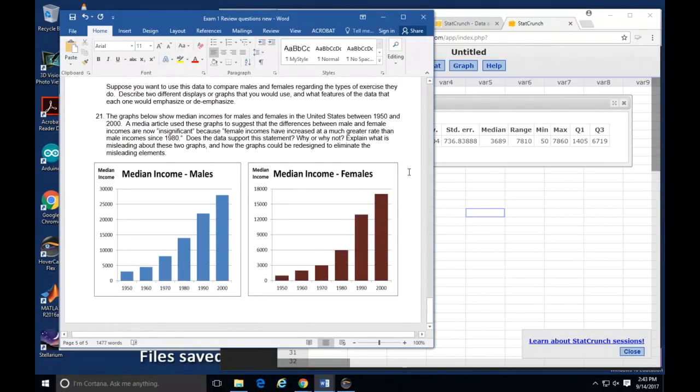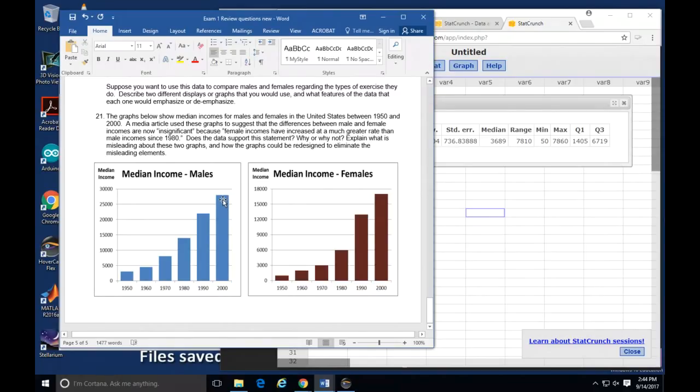Looking at these two graphs, we want to see if there's anything that might be misleading about these two. One thing that you can see if you look closely is that the vertical scales are different. The way this looks, it makes it look like the incomes for males and females are just about the same. But if you look at the scales, they actually aren't anything near the same, because the scale for this one is 30,000.